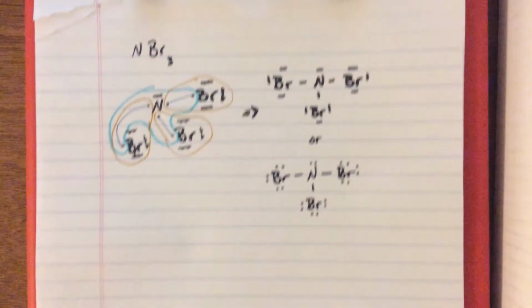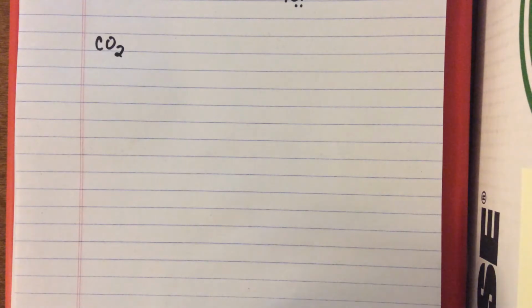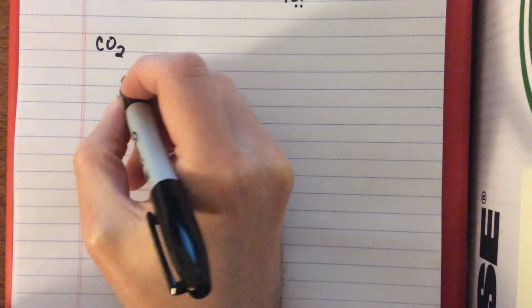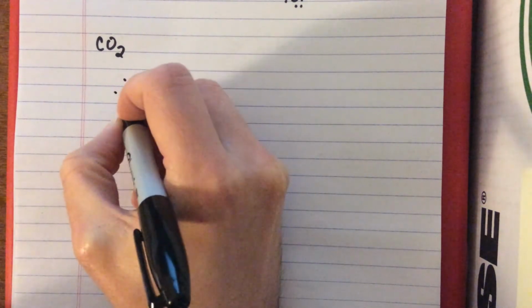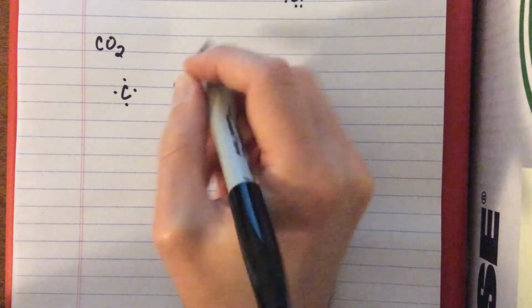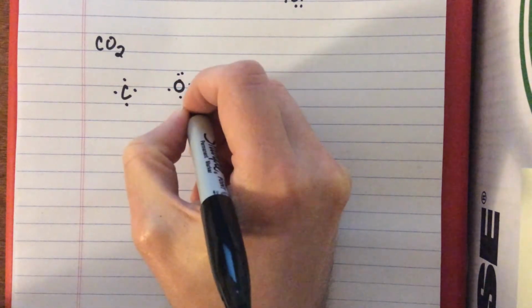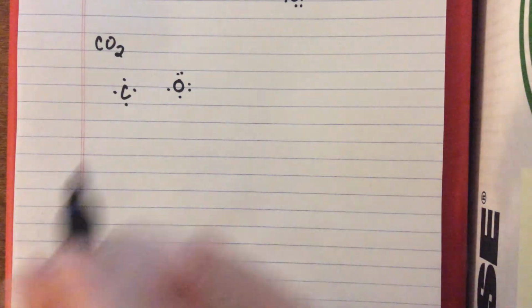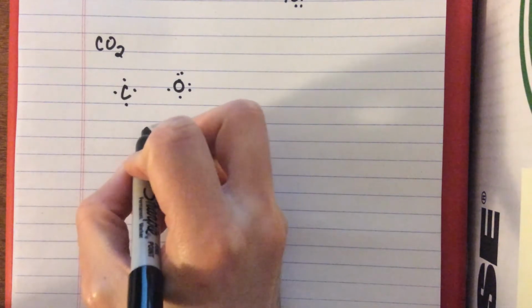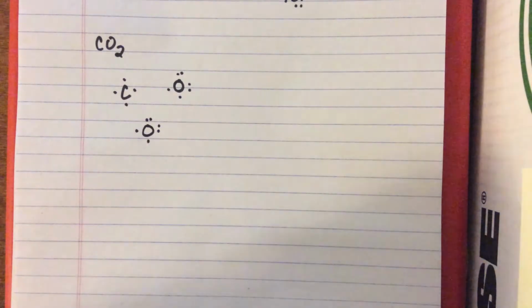Our next example is going to be carbon dioxide, CO2. So we've got carbon, which is in family 4A. So we'll draw it with 4 dots, one on each side. And we've got oxygen, which is in family 6A. So we'll do 6 dots. And then the formula tells us that we need 2 oxygen atoms. So we'll do a second copy of the neutral oxygen.